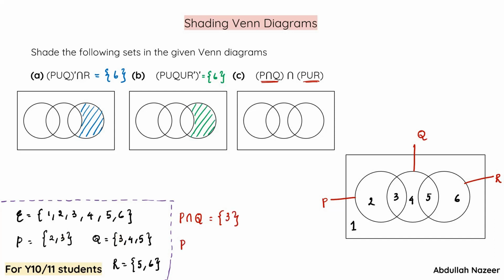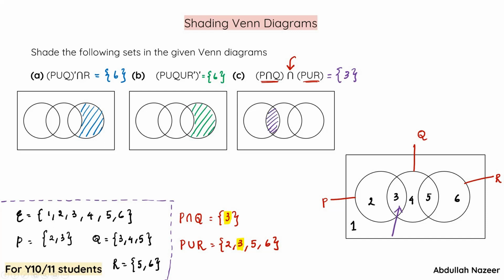Now let's find P union R. So P union R is just putting the set P and R together, and set P is 2 and 3, set R is 5 and 6. So putting them together, 2, 3, 5, 6. Now all we need to do is find the intersection between the 2 sets, which means to find the number that is common between the 2 sets. And it is clear the common number is 3. So the answer to this set, or in other words the number that belongs to this region, is the number 3, which is this region. So let's shade that region.